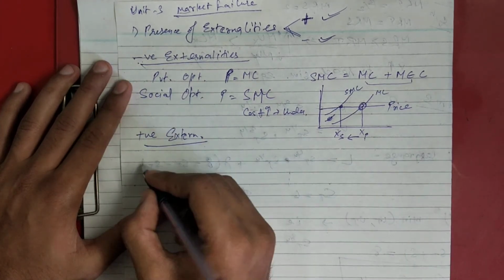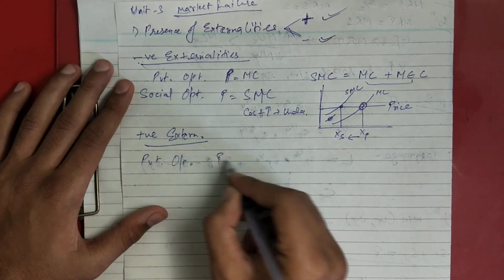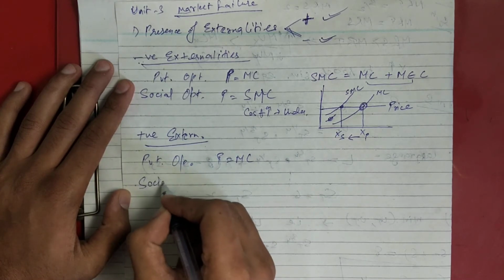Okay, so in case of positive externality, what will be the private optimum? It will remain the same, price equal to MC. But what will be the social optimum now?